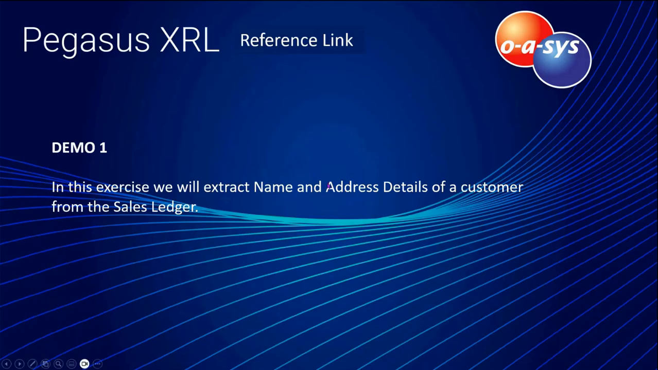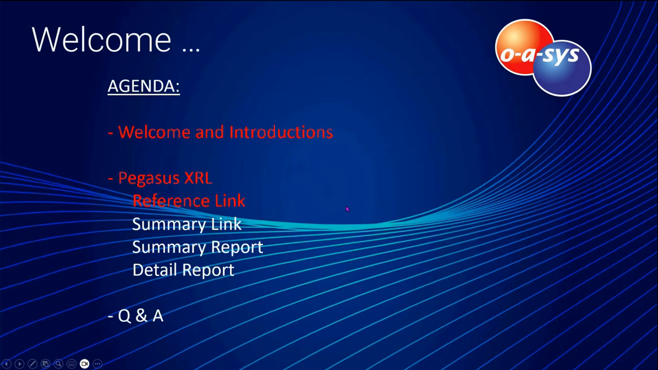Back to our little presentation. That was the reference link part of the report. So report type reference link, where you pull out references for the cells that you deal with.